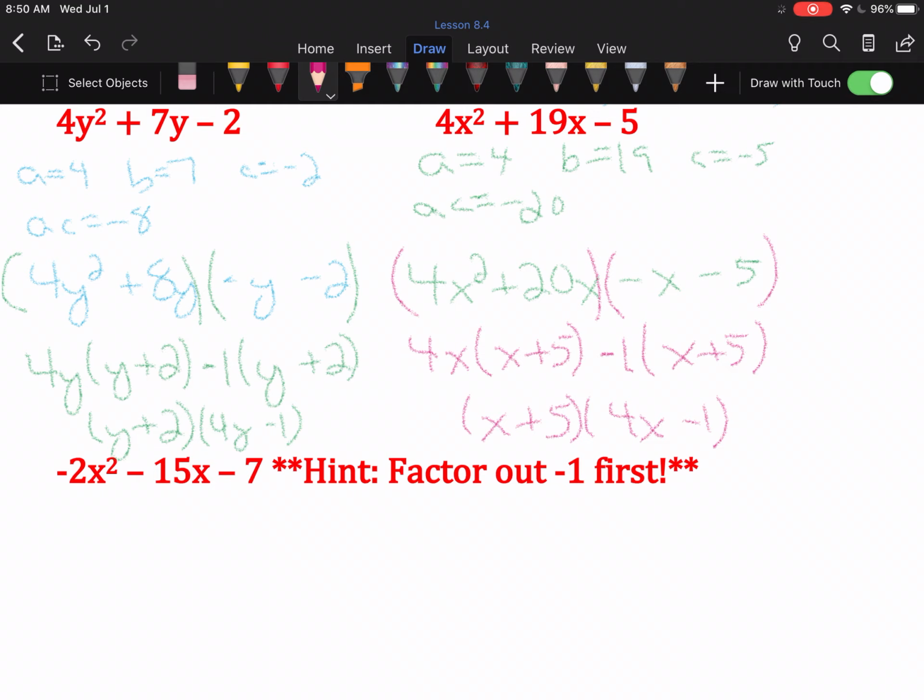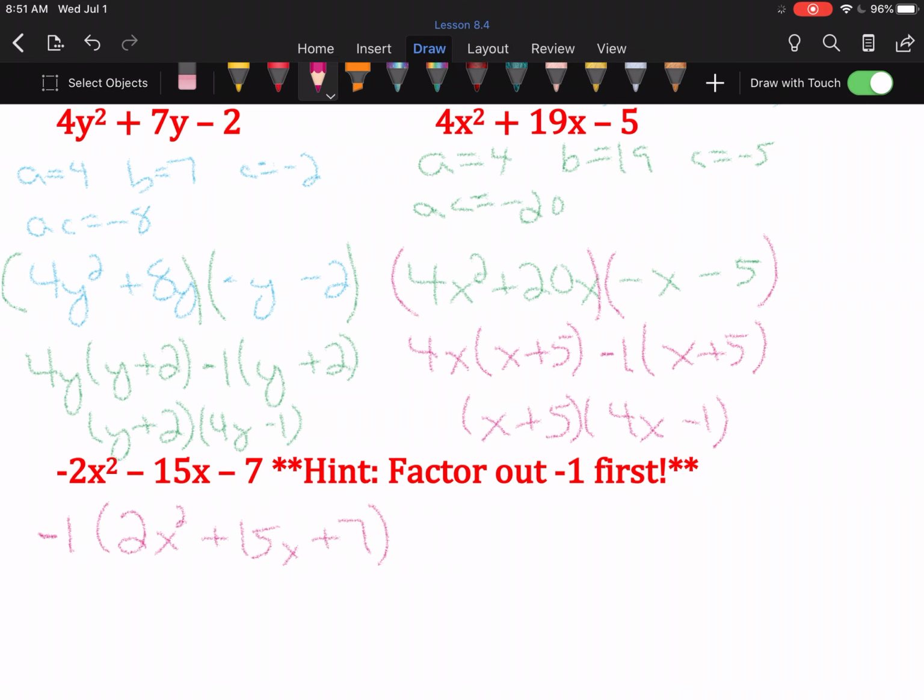So the last problem here has a hint, and it says factor out negative 1 first. Every number in this particular problem is negative. So if we take out a negative 1, it would just flip everything around to make it all positive. That's not why we're doing that. In order to use our trick, life is easier if A, the first number, is positive. Leave that first number positive, and life's simpler. So if the first term is negative, factor out a negative 1.